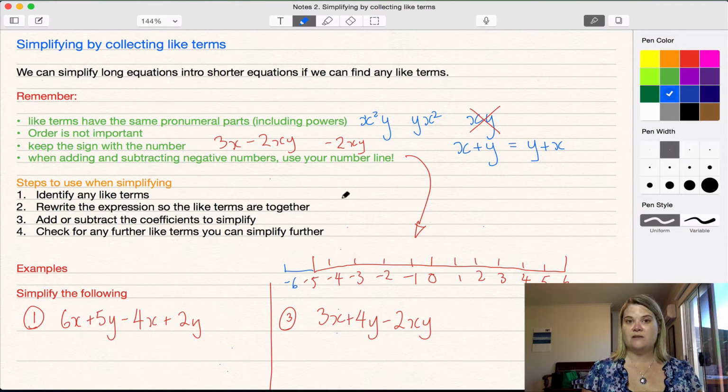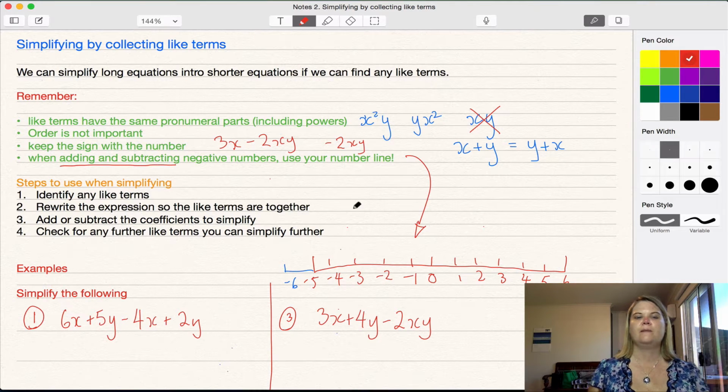When you are multiplying and dividing negative numbers, you don't need to use the number line. It's only adding and subtracting. Put a little underline for you there.